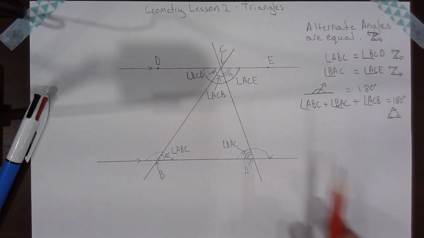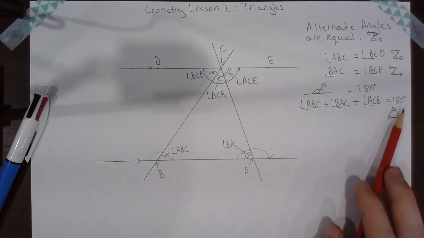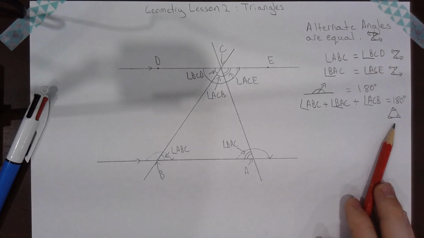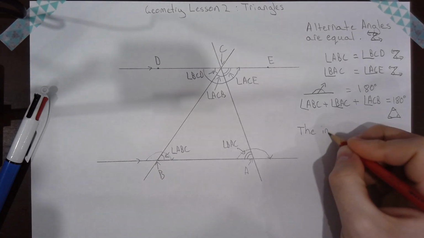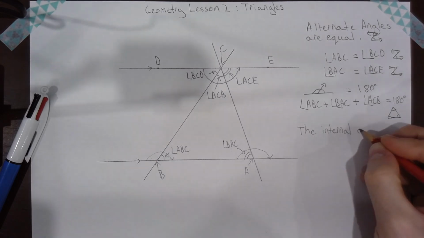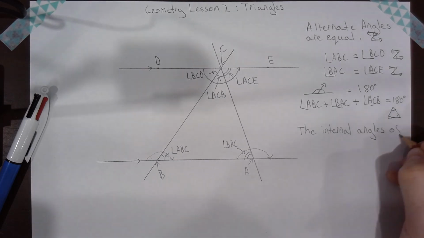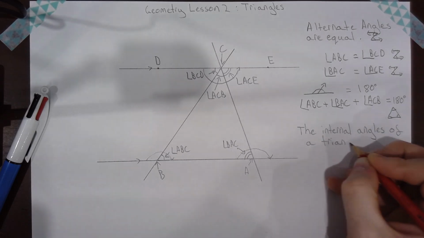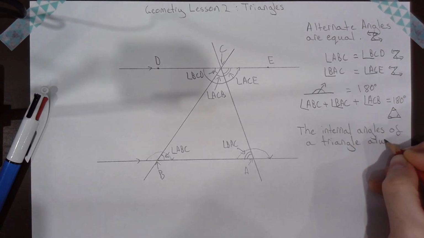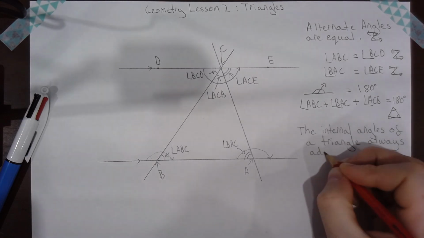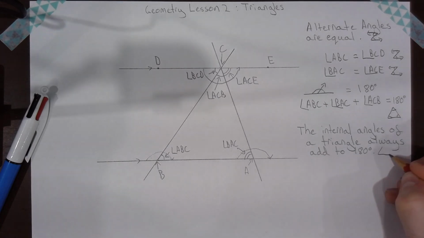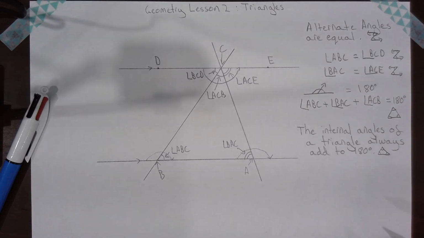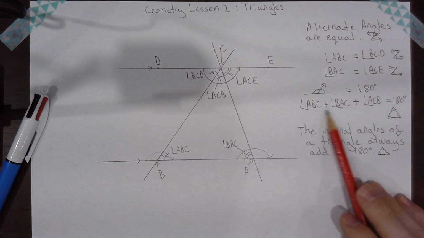I'm going to write it down here. The internal angles of a triangle always add to 180 degrees. And here's my symbol again. So now, if you're doing some working out and you make a statement like this, these three angles add to 180, instead of saying angle ABC plus angle BAC plus angle ACB equals 180 because the internal angles of a triangle always add to 180, you can just write this, and then our little triangle.